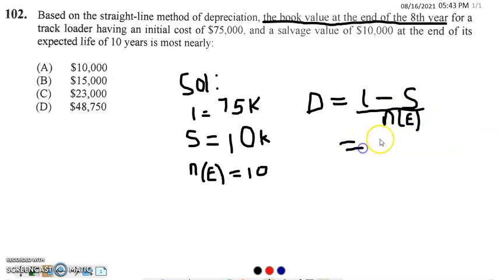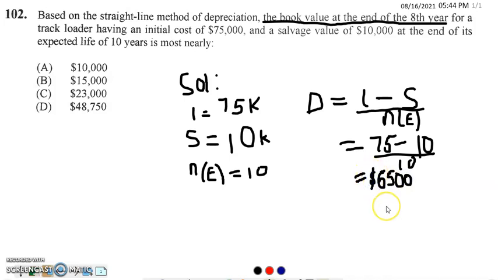So 75 minus 10, divided by 10. So I believe that would be 65. 65 divided by 10 is 6.5. That would be 6.5, or 6,500. Let me just say 6,500. Remember, it was in K before, so now I just converted it. Let me put a dollar sign.